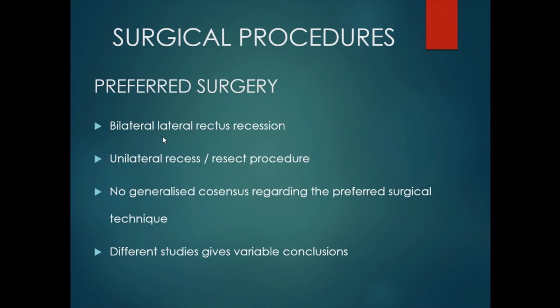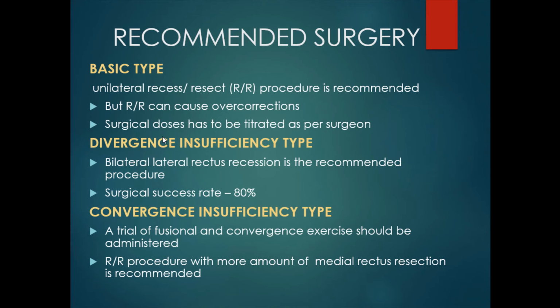And surgical procedures, you prefer to do a bilateral lateral rectus recession or a unilateral recess-resect procedure. There is no generalized consensus, and different studies have variable conclusions. So this is just a recommendation. For basic type, you would do a unilateral R&R procedure, lateral rectus recession, medial rectus resection. For divergence excess, you prefer to do a bilateral lateral rectus recession, and for convergence insufficiency, an R&R with more amount of medial rectus resection is recommended.